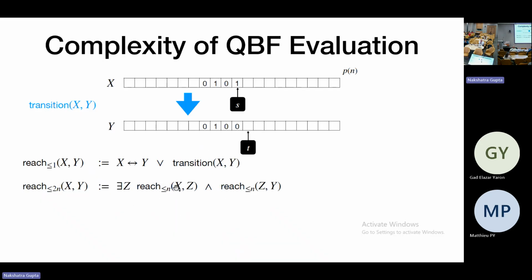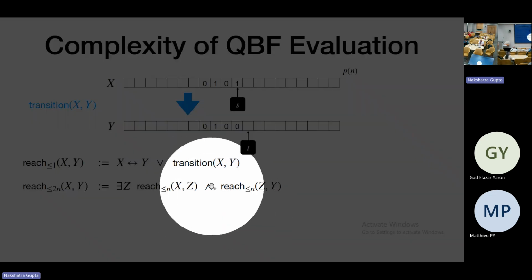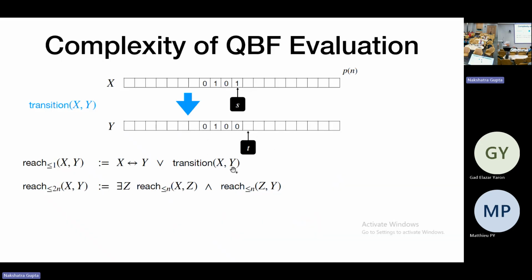The problem with that is that now I've copied this formula, right? I have two copies of this reach N formula. And so as I go from N to 2N, I would increase the size of the formula by a factor of 2. And now we can use universal quantification to avoid that.